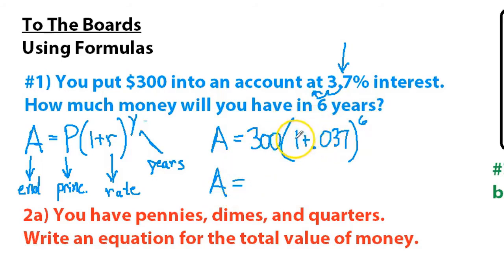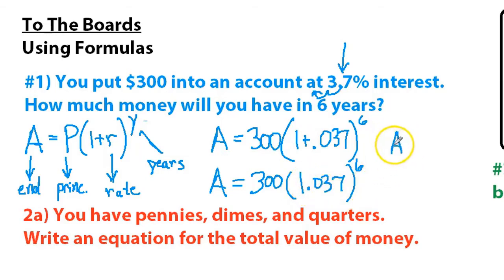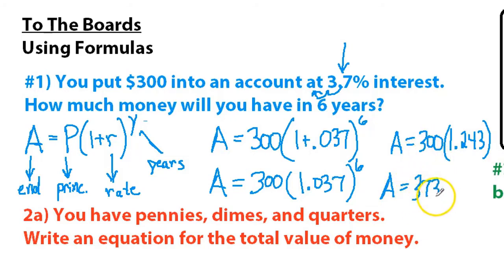You'll want to go ahead and use order of operations. We're going to do the parentheses first. I get 300 times 1.037 to the 6th power, because you do parentheses first, then you do exponents. So 1.037 raised to the 6th power gets me A equals 300 times 1.243. Lastly, we're going to multiply, so times 300, and we get a final answer of $373.07. Yes, making the money.